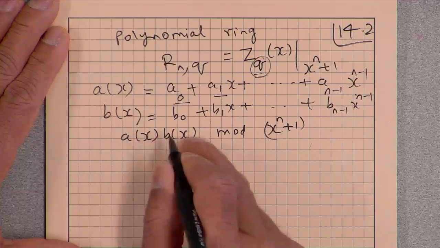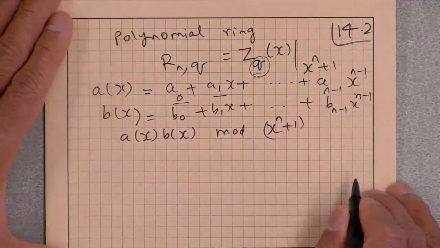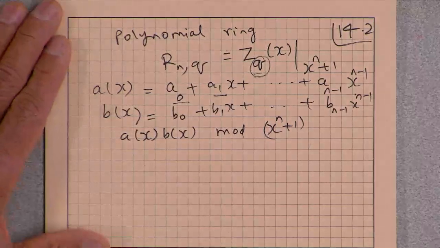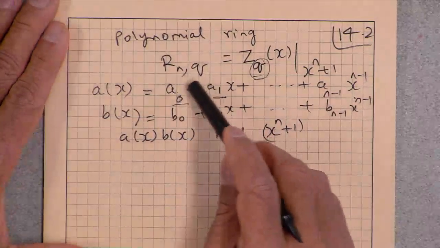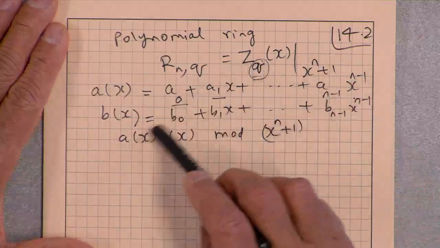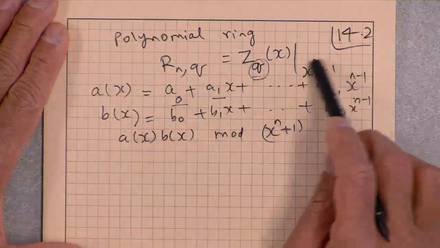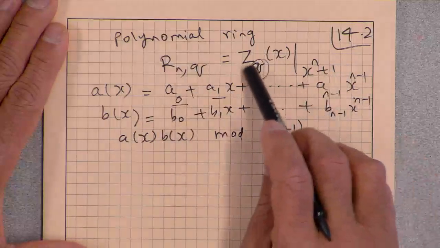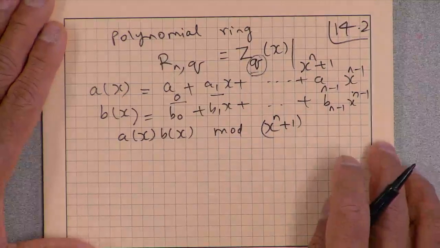Also mod Q, the coefficients have to be modulo Q, but I'm not explicitly writing that down. As long as I say that we are working on that polynomial ring, it's well understood that all the coefficients, A0, A1, etc., will be modulo Q.